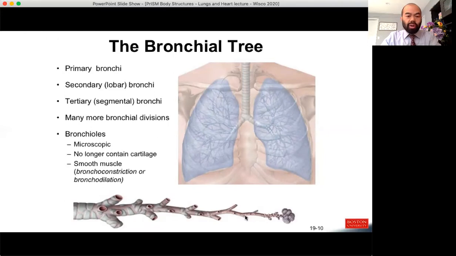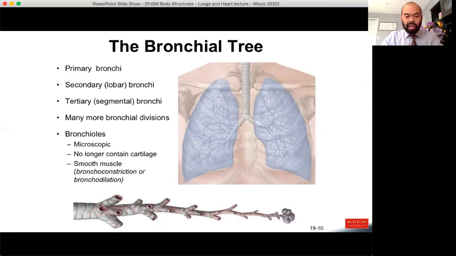One of the things to note as we branch from section to section is that the cartilage in general dissipates with every succeeding branch until we get to a region where there is no more cartilage surrounding the air tube. When we get to that point, the tube is called a bronchiole. It's microscopic in size. It no longer contains the cartilage, and it's surrounded by smooth muscle.